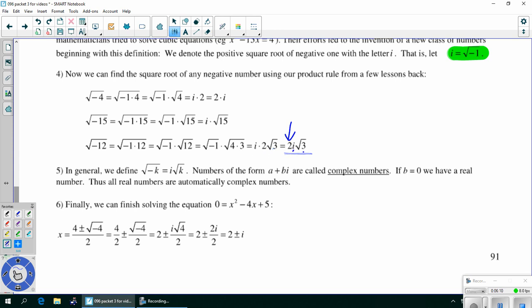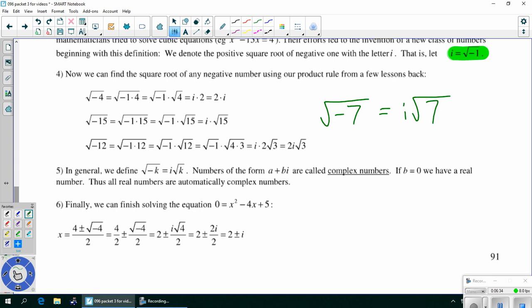So in general, we define the square root of negative k to be i times the square root of k. And in fact, it is okay with me if you just use that as a shortcut. So for example, if you have the square root of negative 7, and you just say, oh, the square root of a negative just becomes i times the square root of the same positive number, that's okay with me if you don't go through the details that we just went through.